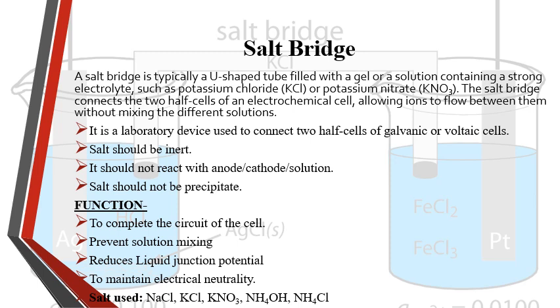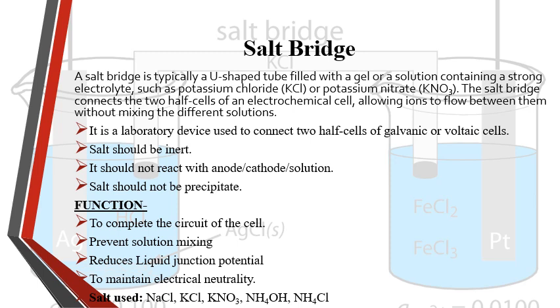During the redox reaction in the electrochemical cell, one half cell may accumulate positive ions, that is cations, while the other accumulates negative ions, that is anions. This imbalance in charge can stop the reaction by creating an electrical potential that opposes electron flow. The salt bridge allows the migration of ions to maintain electrical neutrality in each half cell, enabling the redox reaction to continue.